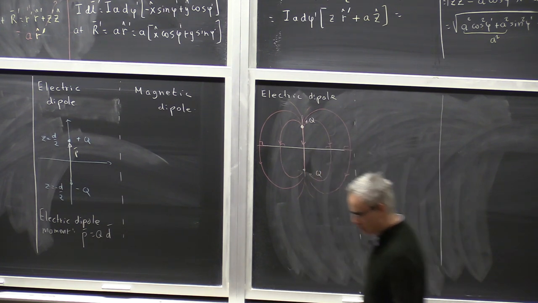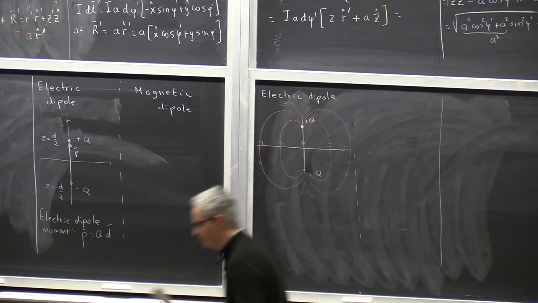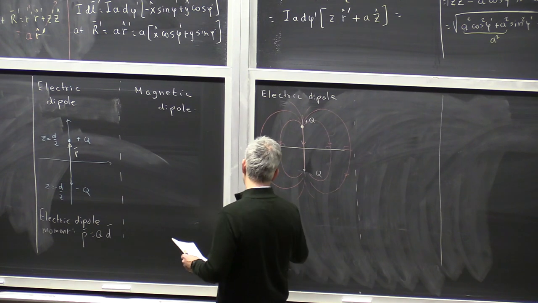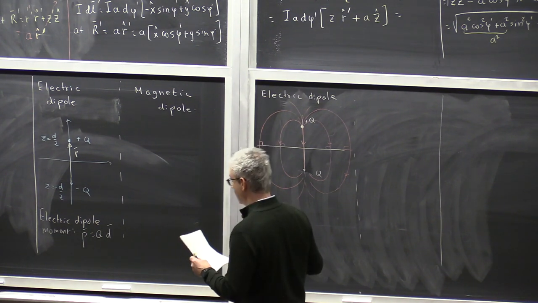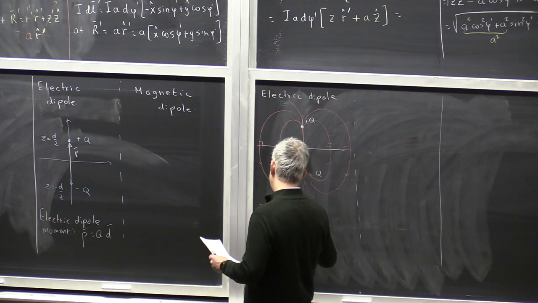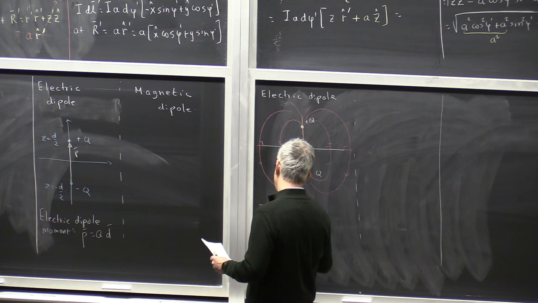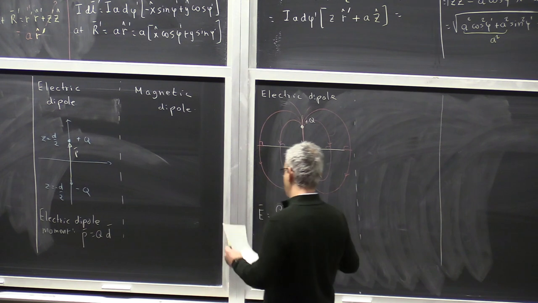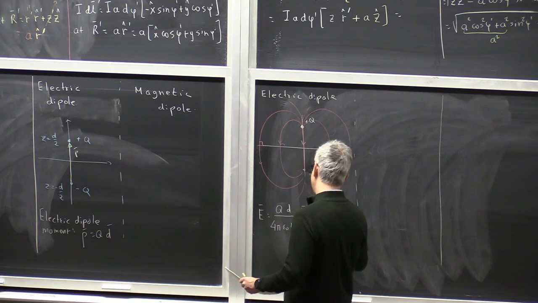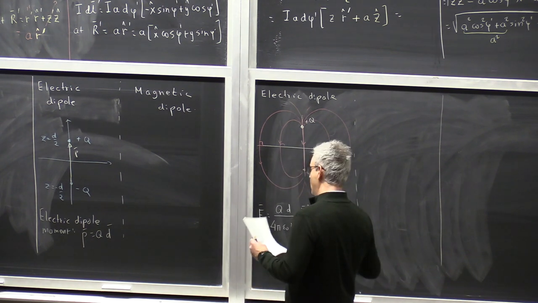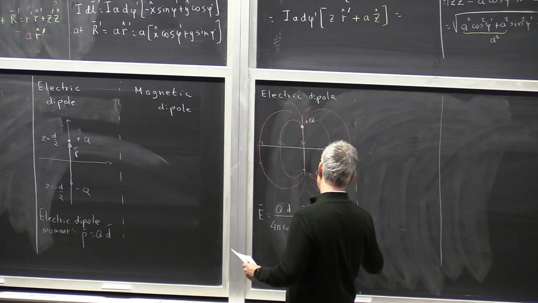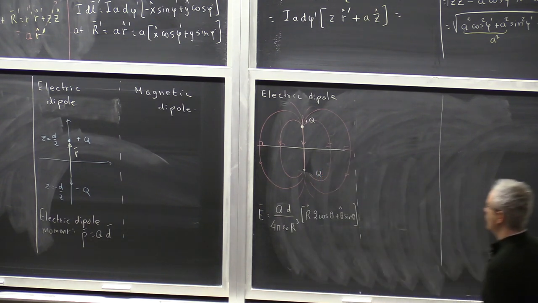The full expression of the electric field of the dipole is, in spherical coordinates, Q times d by 4 pi epsilon naught r cubed, r hat 2 cosine theta, plus theta hat sine theta. So that is the electric dipole with its electric field lines.